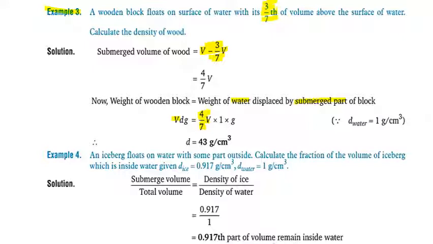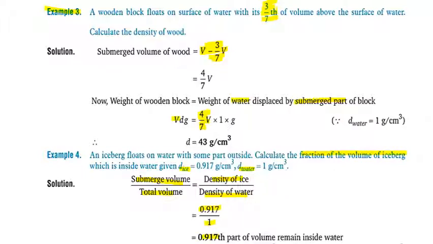Next example says that an iceberg floats on water with some part outside. Calculate the fraction of volume of the iceberg which is inside the water. Now we have been provided with the density of ice, and we have been provided with the density of water. We know the formula: submerged volume upon total volume is equal to density of ice upon density of water. So we'll put the density of ice here, the density of water here, and we are required to find the fraction of volume which is inside, that is the submerged volume.